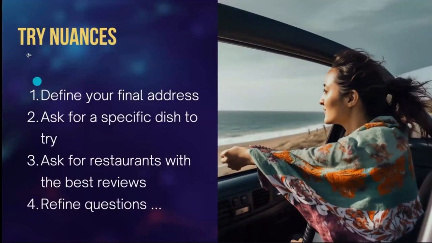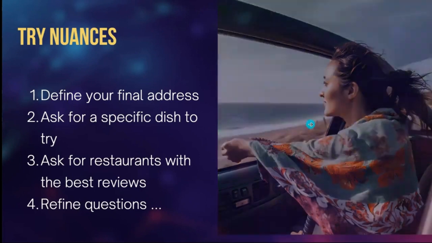So actually, it is very important that you can also try nuances. You can define the final address, exactly where you are, and ask for a specific dish to try, and they'll give you the restaurants with the best views. And then you can refine the question many times. So you do this iteratively. The same thing you can do with any text you're doing with artificial intelligence.